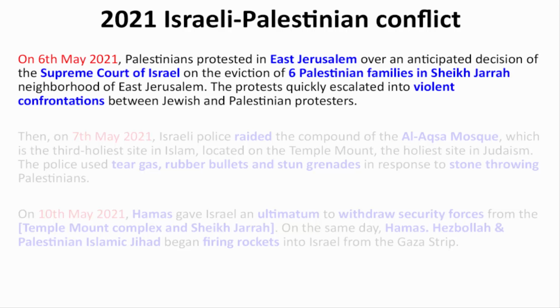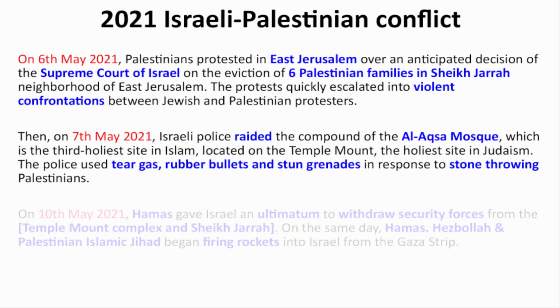On 6th May, Palestinians protested in East Jerusalem over an anticipated decision of the Supreme Court of Israel on the eviction of 6 Palestinian families in Sheikh Jarrah. It is a neighborhood of East Jerusalem. The protest then escalated into violent confrontations between Jewish and Palestinian protesters.